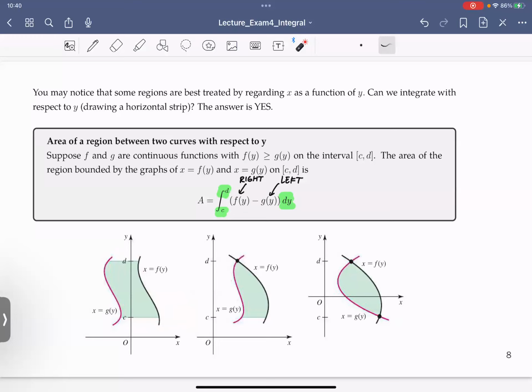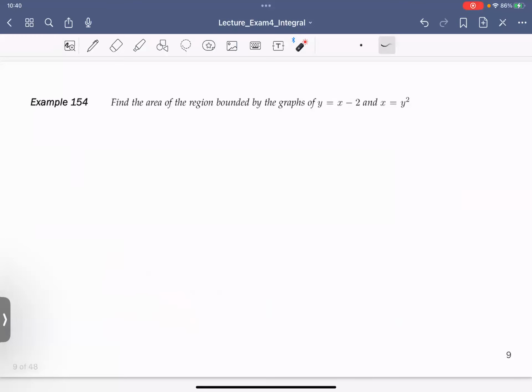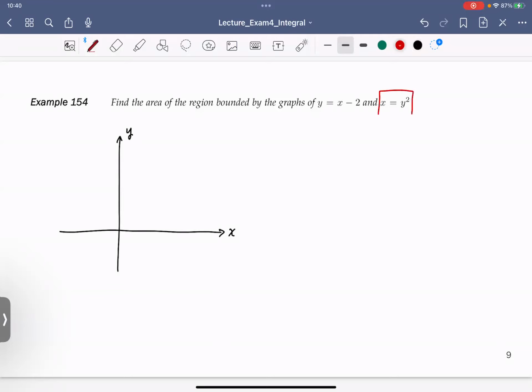Okay, let's try to do an example here. Find the area of the region bounded by the graph y equal to x minus 2 and also the curve x equal to y squared. For this one, you need to draw the picture first, of course. So we're going to draw the picture here, y and x. And now let's draw the parabola first. So you have x equal to y squared. This is the parabola here, right? x equal to y squared.